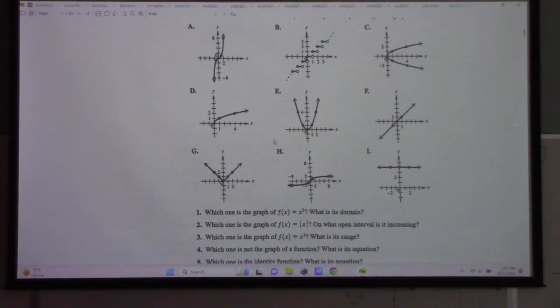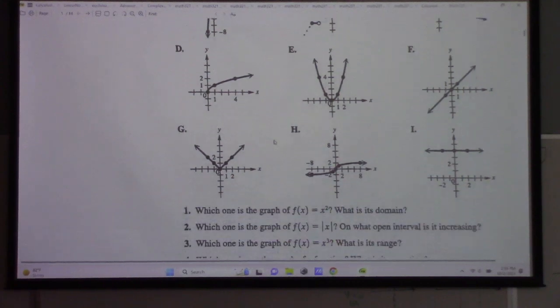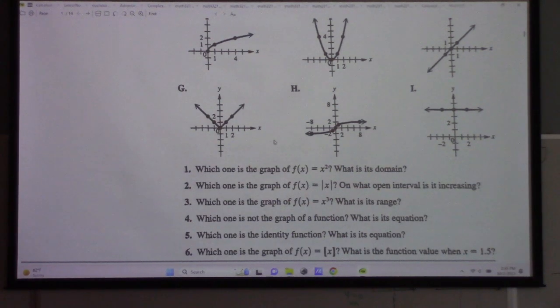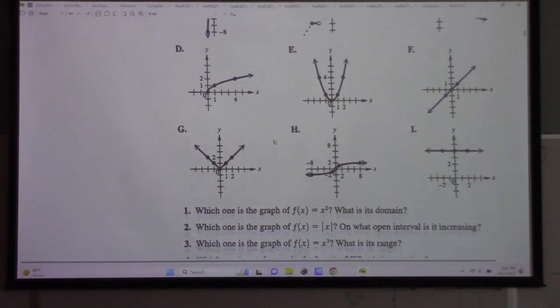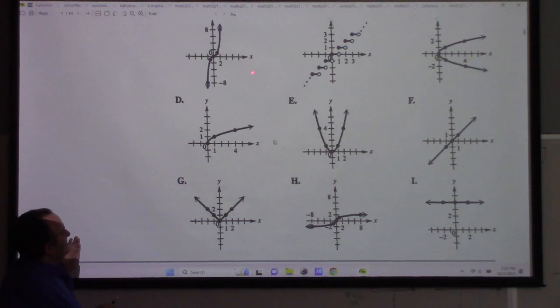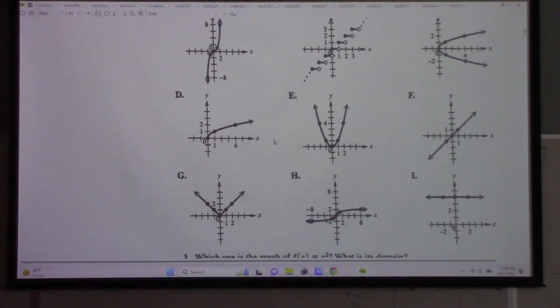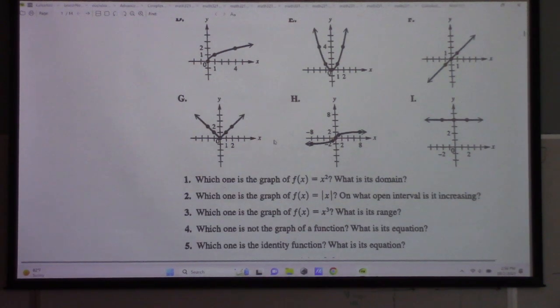Okay, so, let me get to where I can actually read the board here. Let me make this slightly bigger for you guys. So the question down here is, which one is the graph of y equals x squared and what's its domain? That's kind of a dumb question. Which one's x squared? E, right. And what's its domain? Everything. All right, let's find an interesting one.